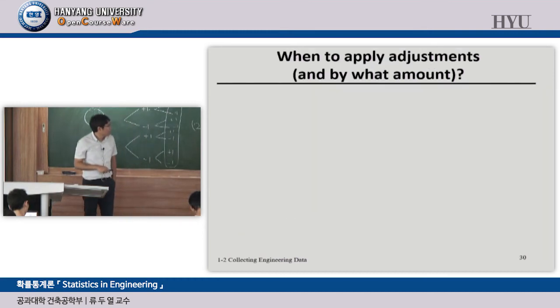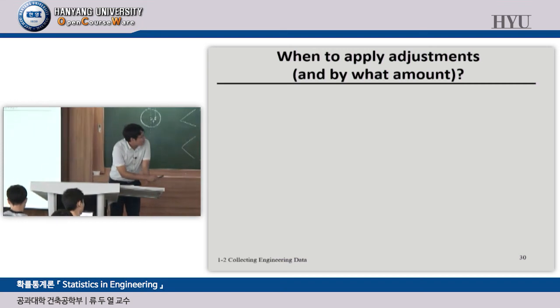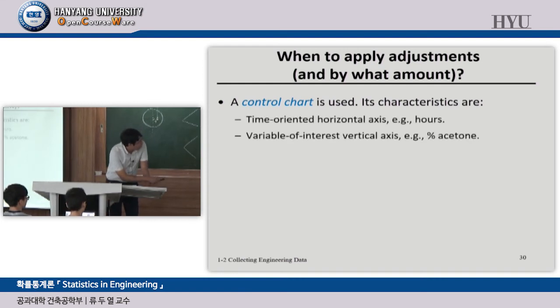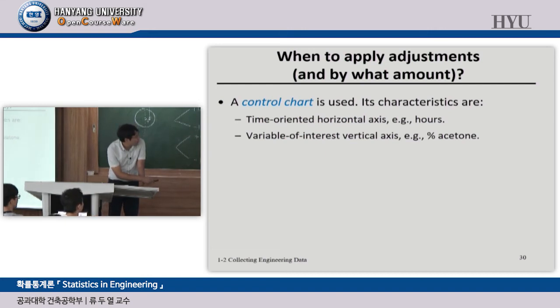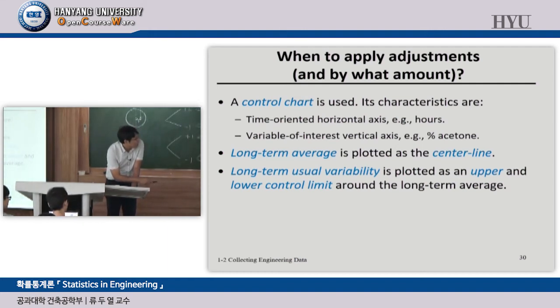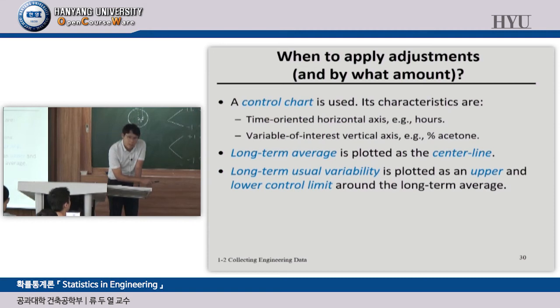And when to apply this adjustment, or by what amount? The control chart is normally used for deciding when we have to apply the adjustment or by what amount. Its characteristics are a time-oriented horizontal axis, normally hours or days or minutes. It also has the variable of interest on the vertical axis, such as the percentage of acetone. And we can use the long-term average as a center line. And we can use the long-term variability as an upper and lower control limit around the long-term average.